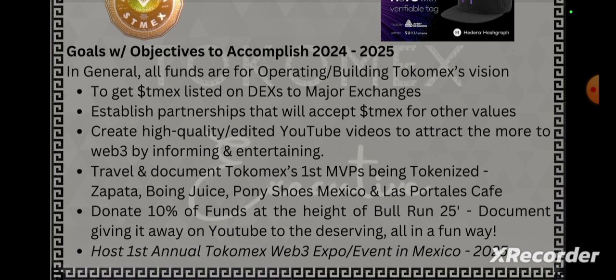Our goal is to get the TMEX token listed on decentralized exchanges all the way to major exchanges. We're also establishing partnerships that will accept TMEX token for many other values like product services, maybe digital products, maybe digital savings as well. Like I said, we're working with companies that are already going to be incorporating not just our crypto, but also other things like the Zapata. So we're establishing all types of partnerships.